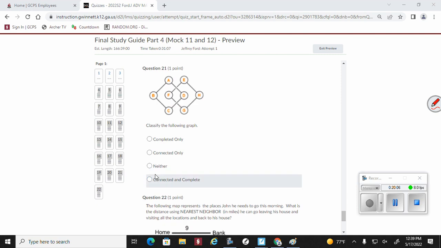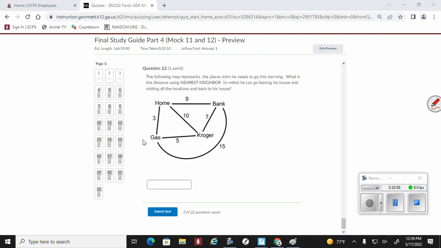All right, and I believe this is our last question, and that is nearest neighbor. Well, we've already done the nearest neighbor, starting with home. The nearest neighbor is gas. After I've gone to the gas station, the nearest neighbor would be Kroger. And then from Kroger, it'd be the bank, and then from the bank, it would be home. So what is the distance? Home, gas, Kroger, bank, home. If I add everything, that looks to be 24. We're going to call this 24 miles.